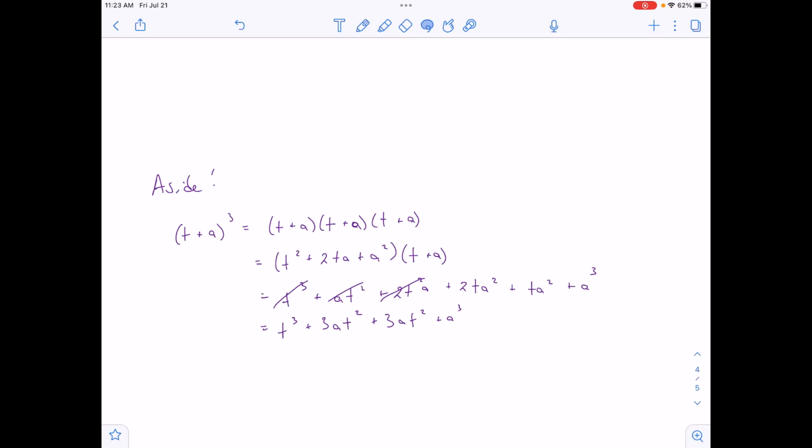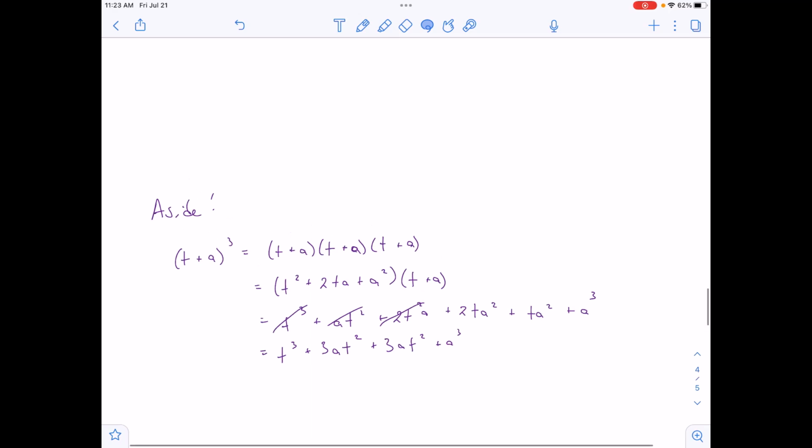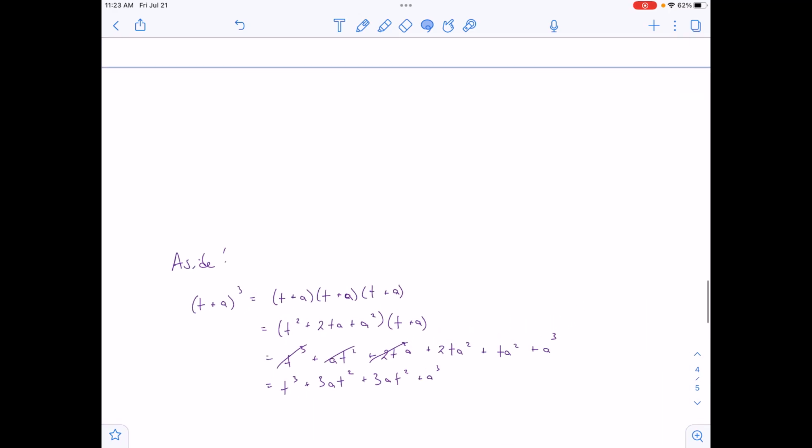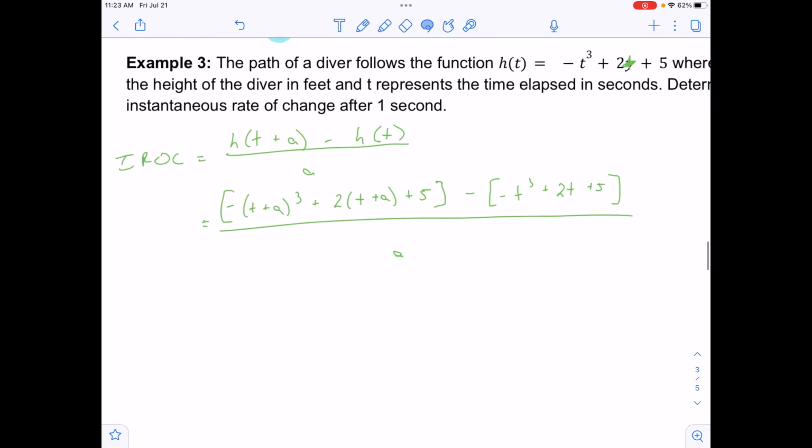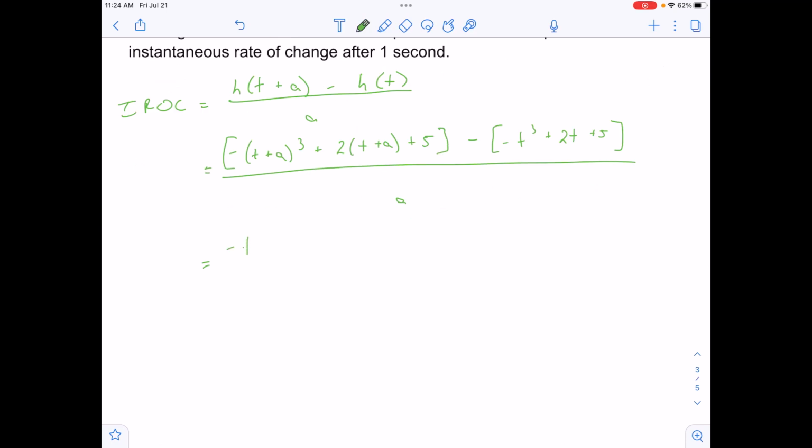Okay, this is the stuff that we need. So bring it up here, and all of this has to be negative. Remember, we had a negative out front. We'll have -t^3 - 3at^2 - 3a^2t - a^3. That was just this first one here. Now I've got this stuff: plus 2t plus 2a plus 5.